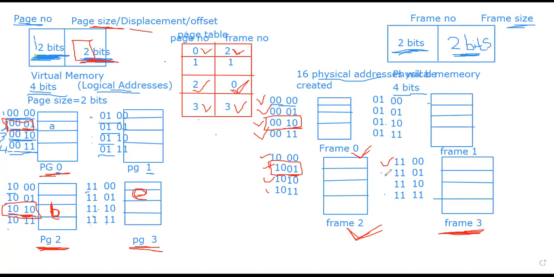So here also you can find it out easily. How to find it out easily? The remaining final 2 bits are for the displacement. So E is in which displacement? 0, 1 displacement. So where do you find 0, 1 in frame 3? Here. Then what's the logic? This logical address will be mapped to this physical address, right? So I think now this is very clear for you.